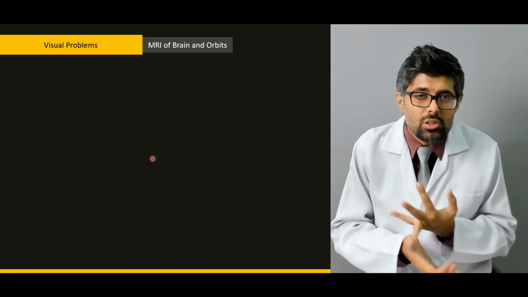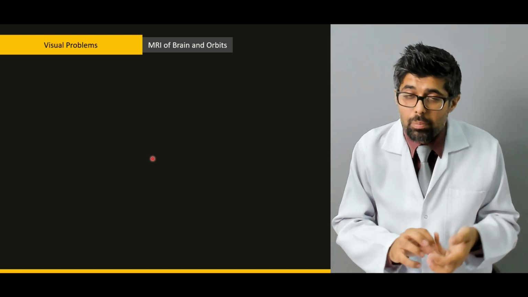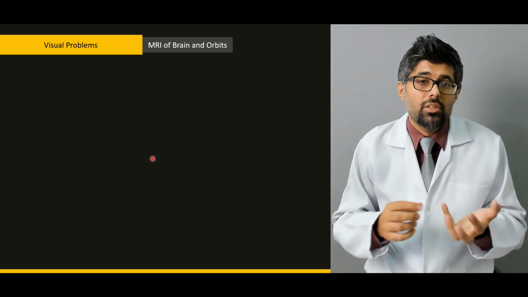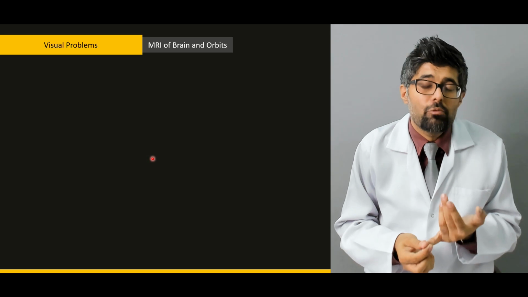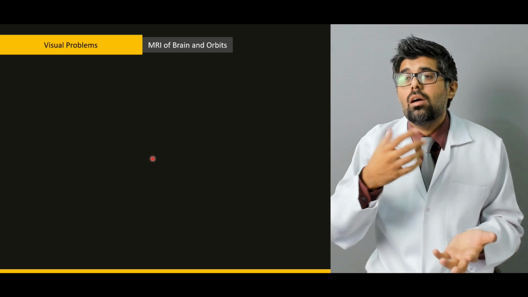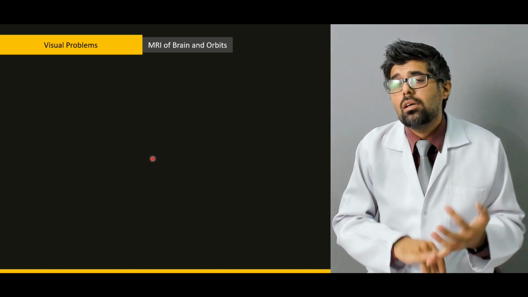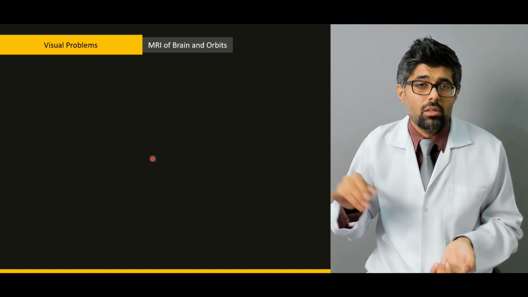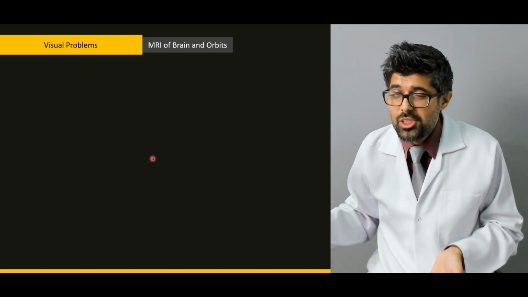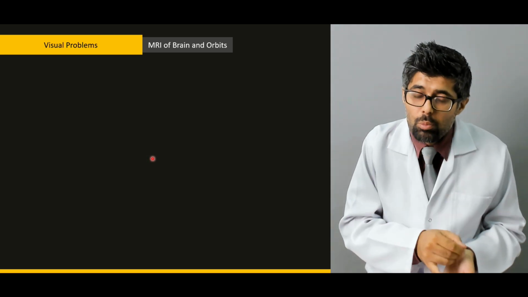One of the two instances is when there's some kind of mass in the orbits, or there's some kind of problem with the optic chiasm and the optic nerve. Now, the problems with the optic nerve will be covered in the neurology section. Here, we will only study the problems with the orbits.